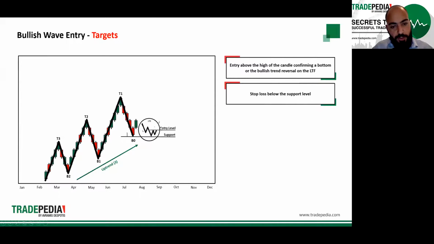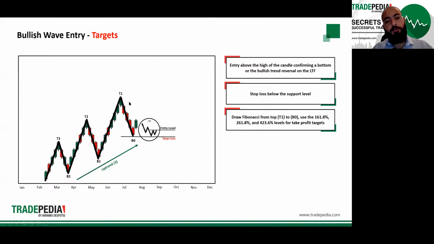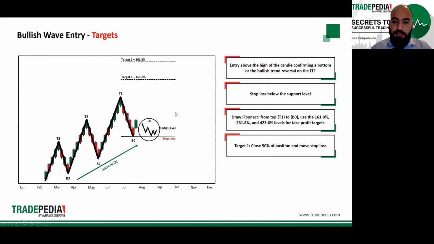The indicator will show me the entry level below the support level reached. We will draw Fibonacci from T1 to the support level reached, and then we are going to mark the 161.8 and 261.8 levels as targets 1 and 2. As prices reach target 1, we are going to close 50%, move the stop loss to the entry level, and hold on to a risk-free trade towards target 2.